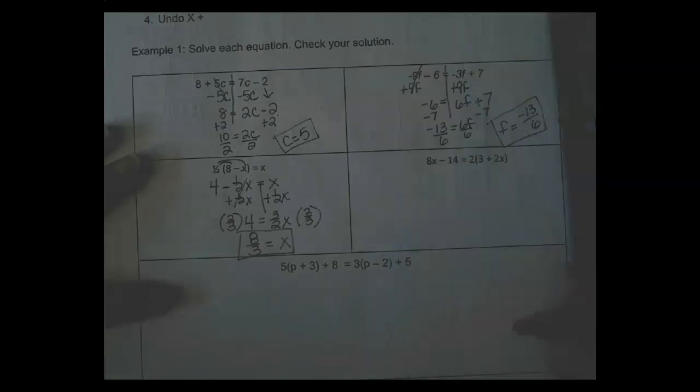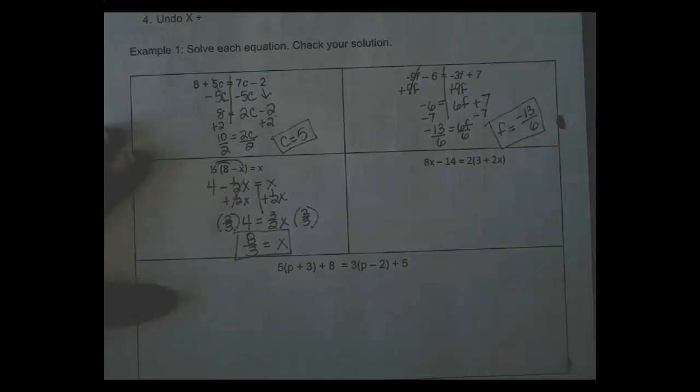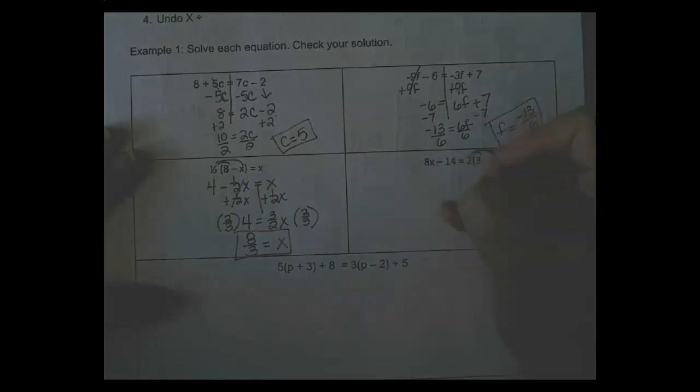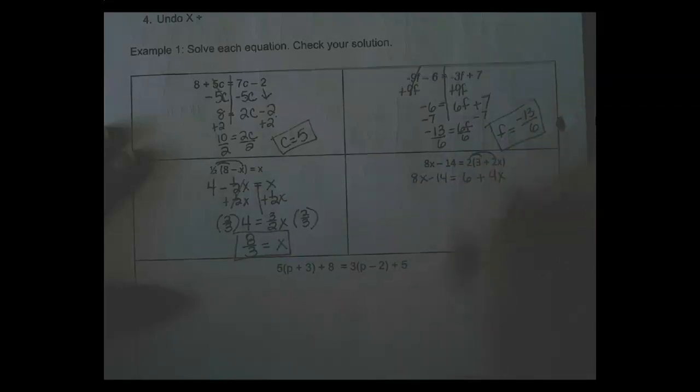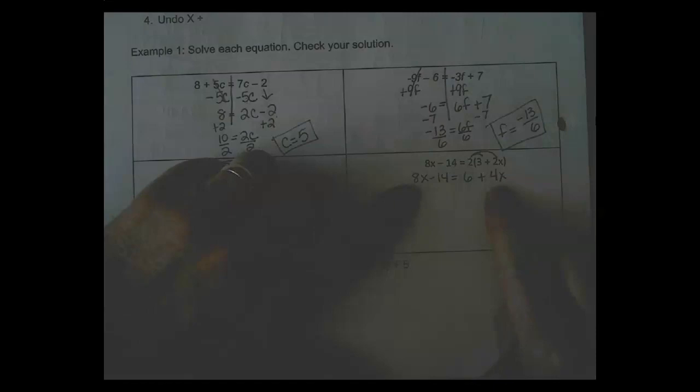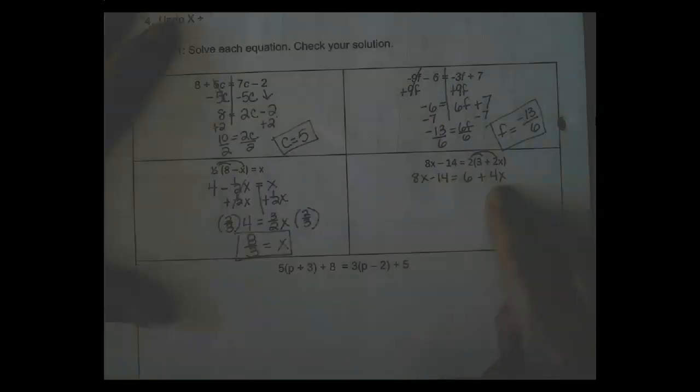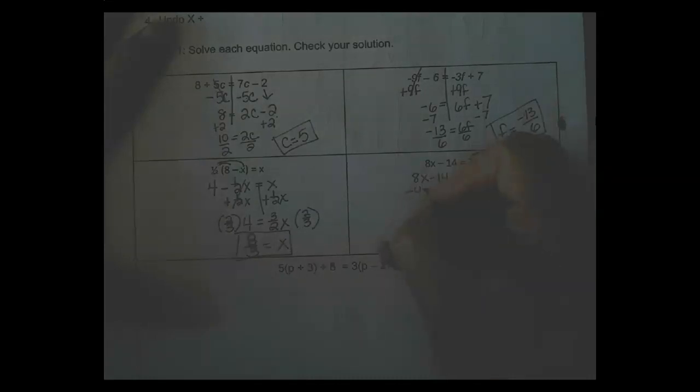All right. This next one, hopefully you're thinking, oh, we need to simplify this first. So do nothing until I get rid of these parentheses. So this side looks good, so I'm just going to rewrite that. 8x minus 14 is equal to 6 plus 4x. Again, I have my x's on both sides. Send the smallest one over. By adding or subtracting, since this is addition, I'm going to subtract 4x from both sides.